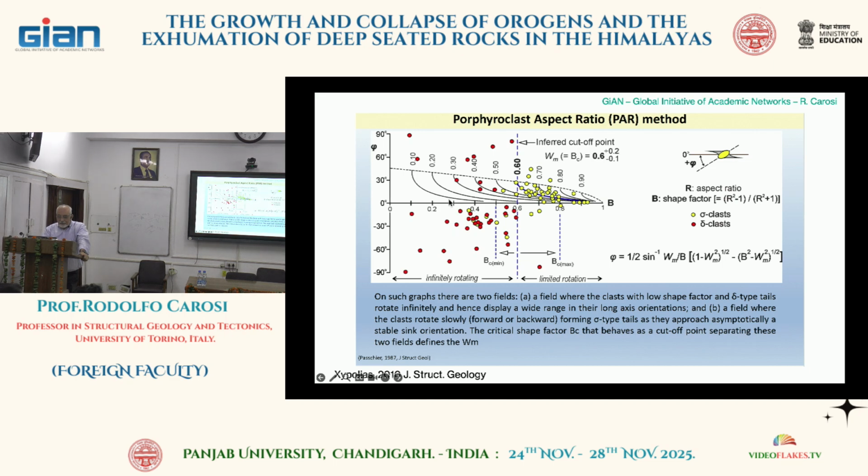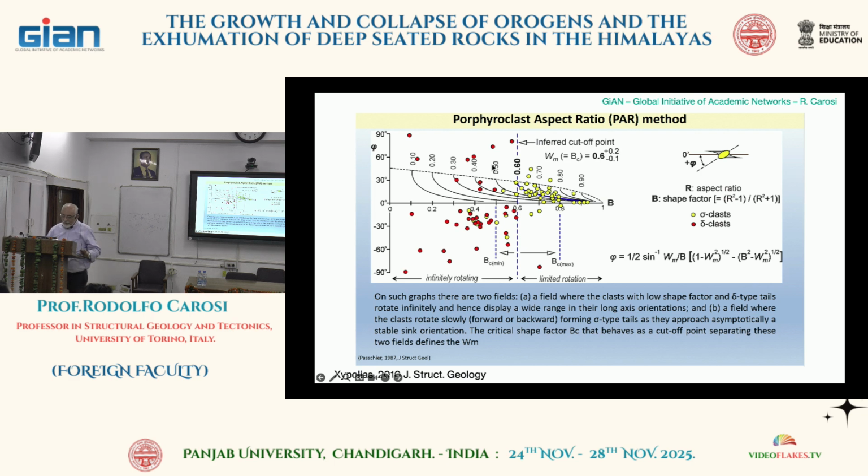On the horizontal line, you have the aspect ratio of the porphyroclast. It is just not the major axis divided by the minor axis, but it is the axial ratio elevated to 2 minus 1 divided by r to 2 plus 1, just a little bit of difference. But it is very nice because this is the equation that gives you directly the vorticity.